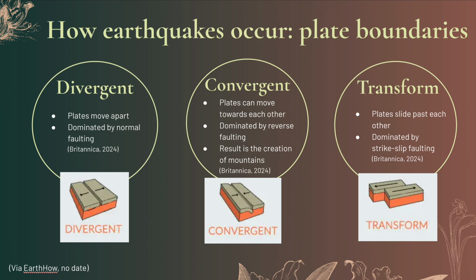Plate boundaries. Divergent: the plates move apart, and this is dominated by normal faulting. Convergent: the plates move towards each other. This is dominated by reverse faulting, and the result can be the creation of mountains. Transform: the plates slide past each other, and this is dominated by strike slip faulting, and you can see it in the visuals at the bottom.